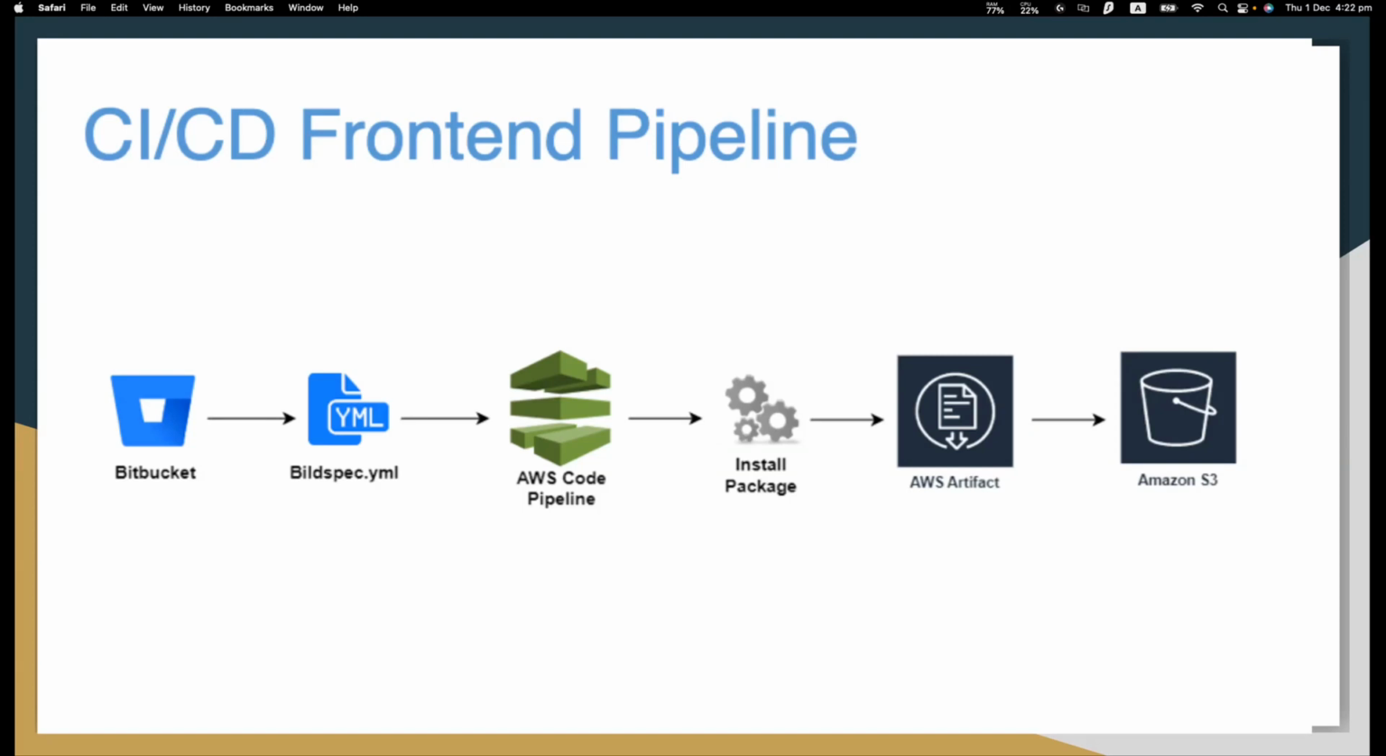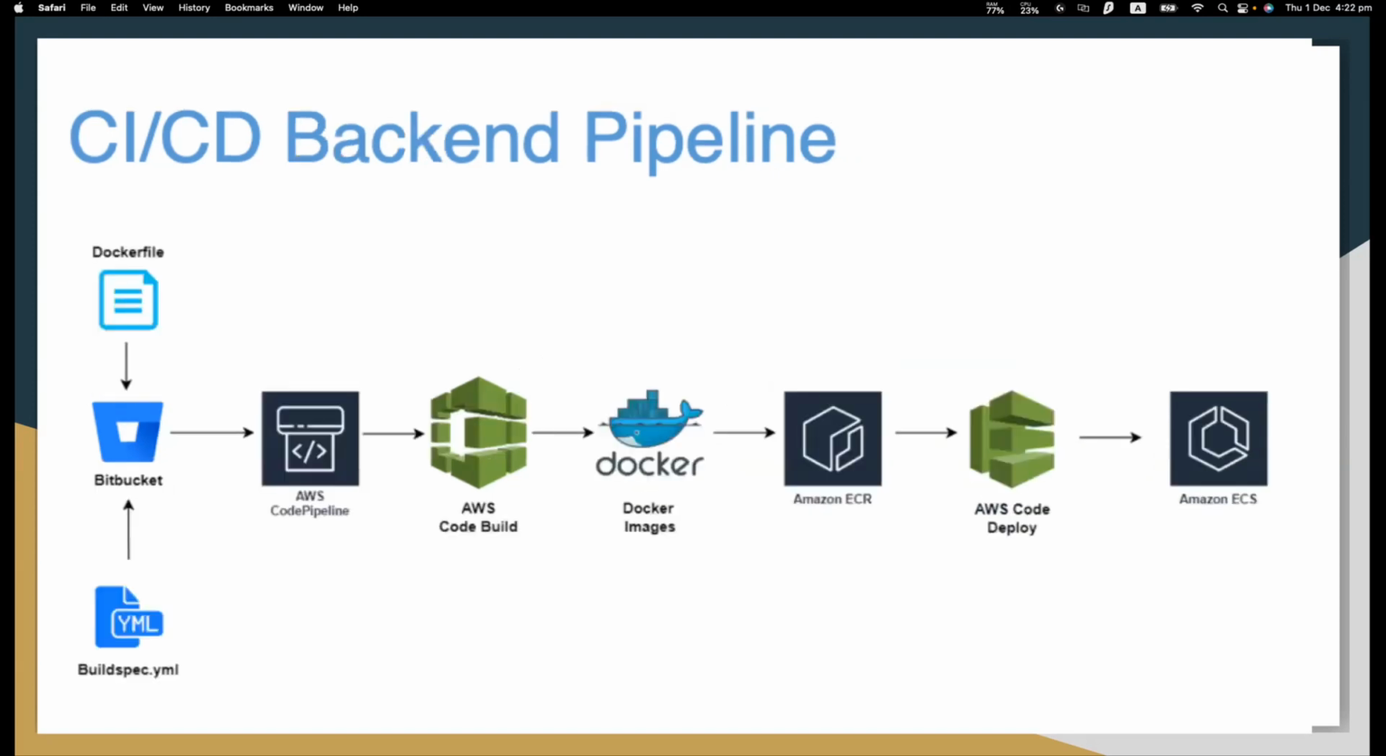Next page, please. For the backend pipeline, it will also trigger a build when there is a merge onto the target branch. CodePipeline will fetch the Dockerfile and buildspec YAML file from the source to Dockerize the backend and create a Docker image. This Docker image will be pushed to ECR and update the task definition. And then CodePipeline will initialize the new cluster service and task on ECS.